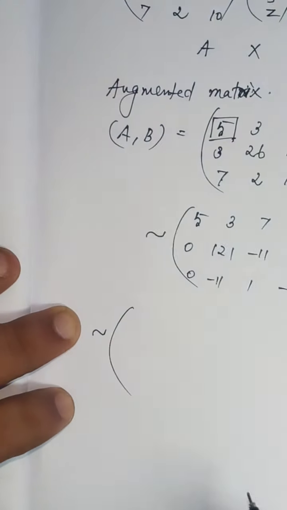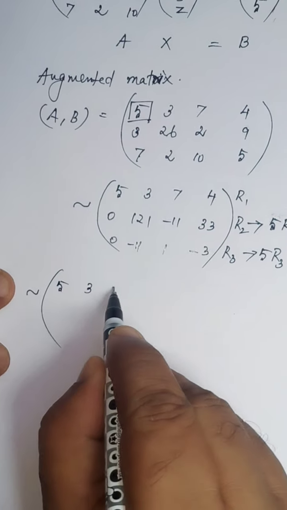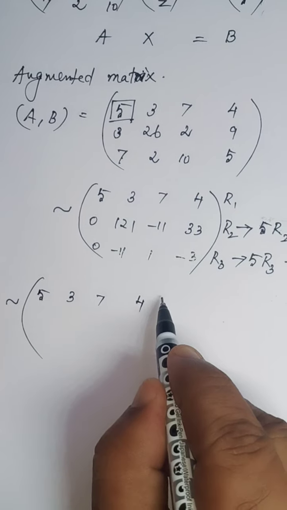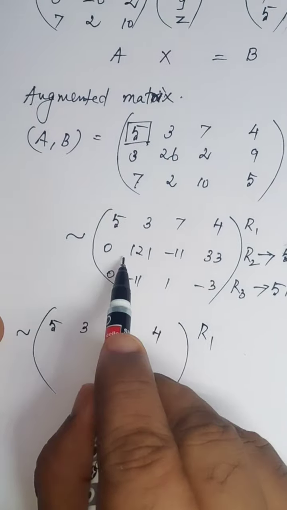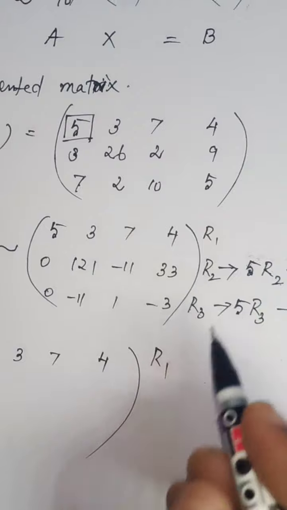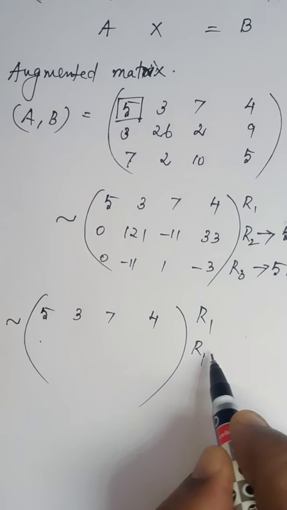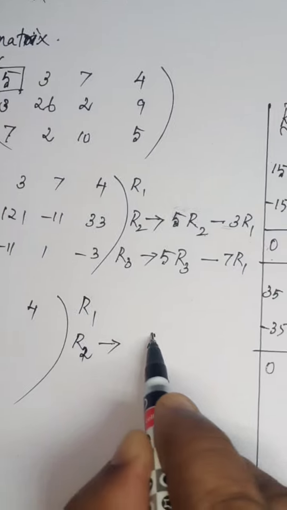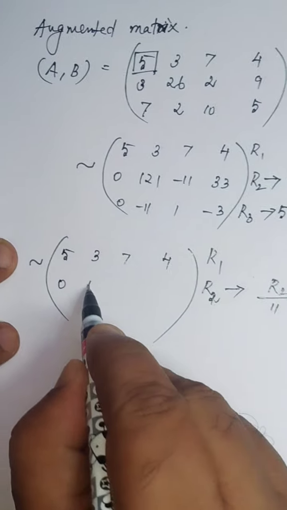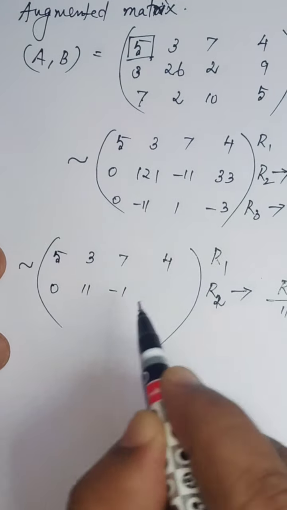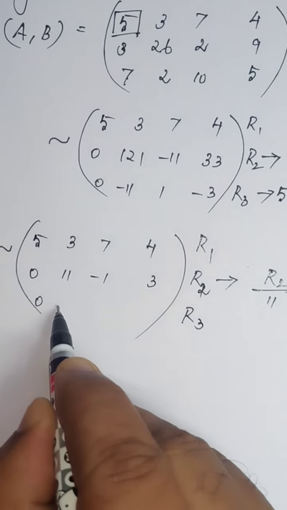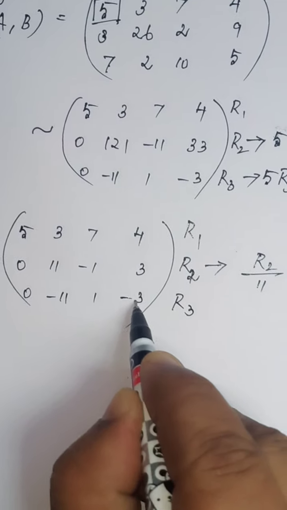Put the equivalent matrix: 5, 3, 7, 4. Write the first row, no change at all. Look at the second row, the elements 121, minus 11 and 33. Each and every number can be divided by 11. So R2 implies I'm dividing R2 by 11. 121 divided by 11 is 11, minus 11 by 11 is minus 1, 33 by 11 is 3. And write R3 as it is: 0, minus 11, 1 and minus 3.